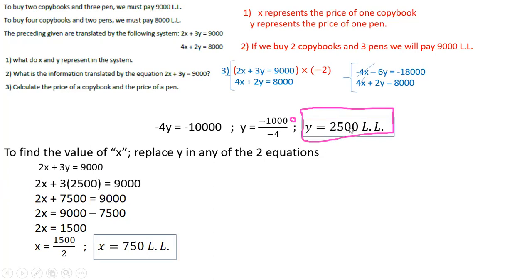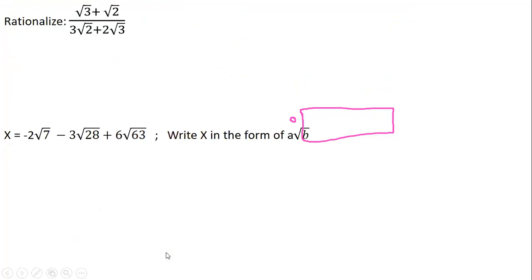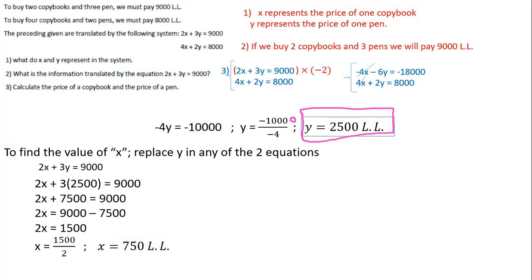So y is the price of one pen, 2,500. X is the price of one copybook, which is 750. Right? Yes. Do we remember how we solve a system of two equations?